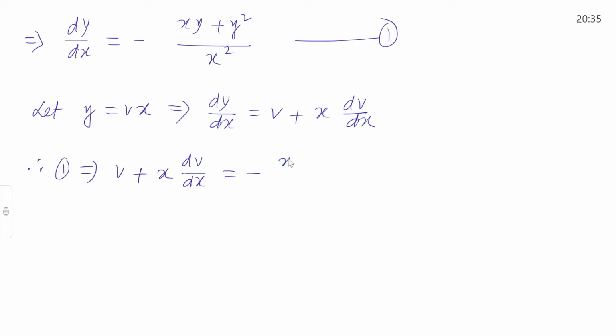So it is x into y, y is equal to vx. So vx plus y square is again v square x square divided by x square is x square.